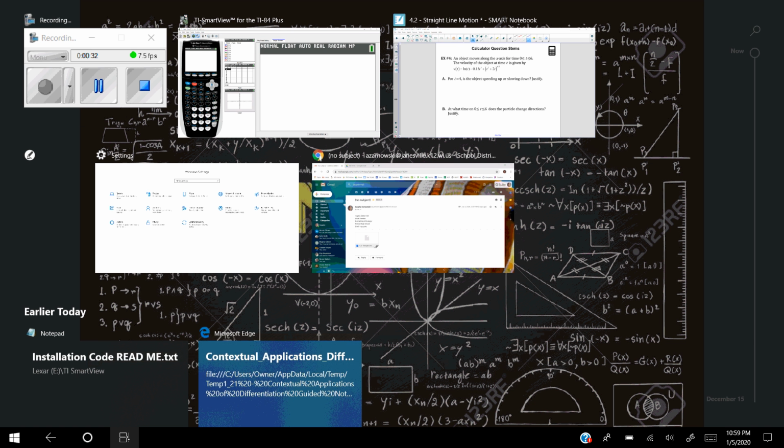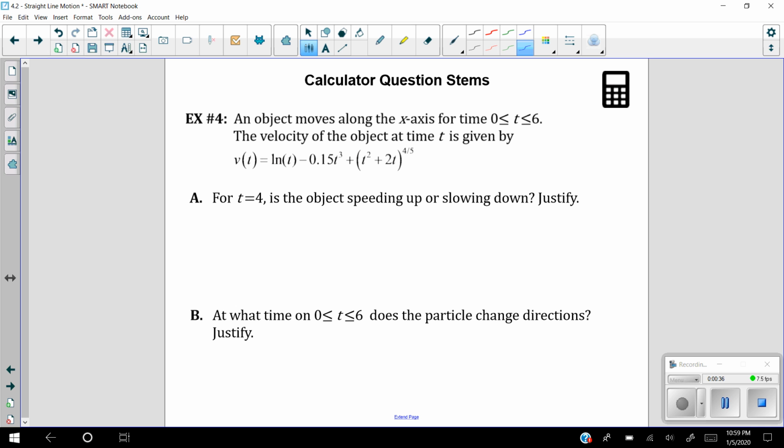So as a reminder, on Friday, we were talking about position and velocity and acceleration and those types of functions again, and using the derivative of position to get velocity and the derivative of velocity to get acceleration. So we're just going to start here with example 4.